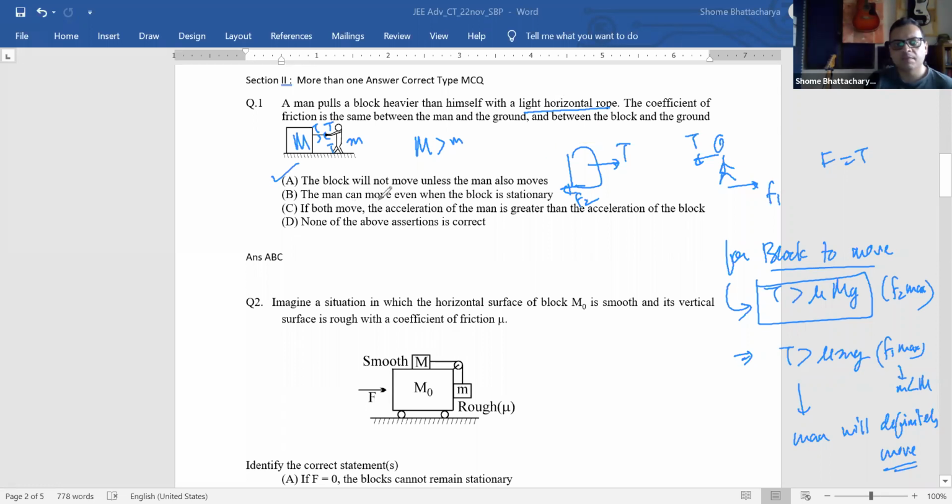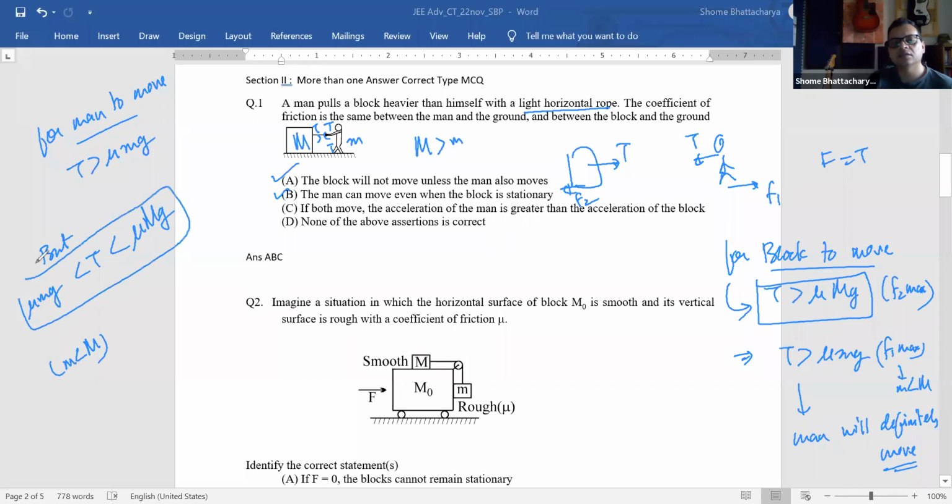Okay. Now the second option, man can move even when the block is stationary. Yes, that is also true. Why? Because for the man to move, you need the tension to be greater than mu small mg. Tension may be greater than mu small mg, but at the same time less than mu capital Mg, because small m is less than capital M. So this is the condition that the man will move, but the block will not move. Okay, so that's why this can also happen.